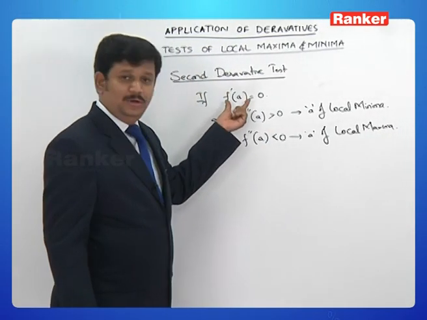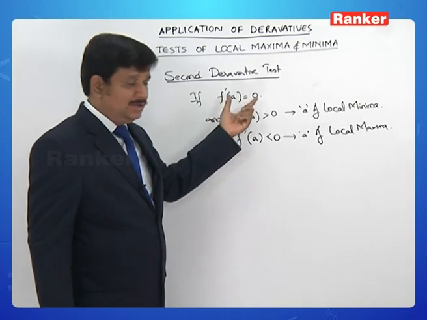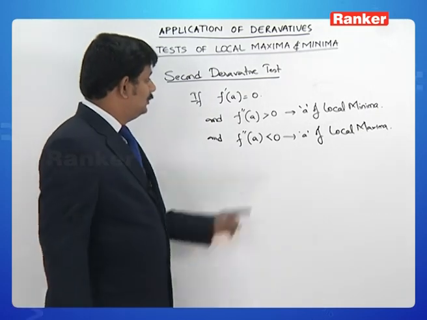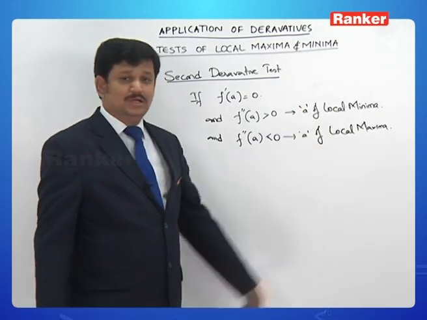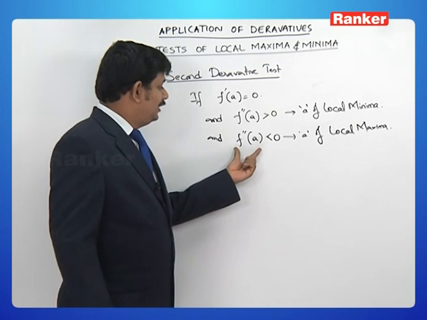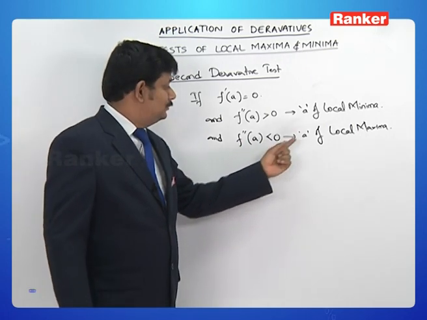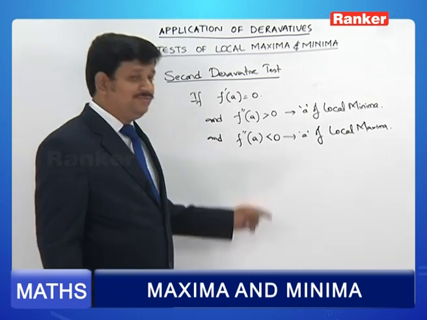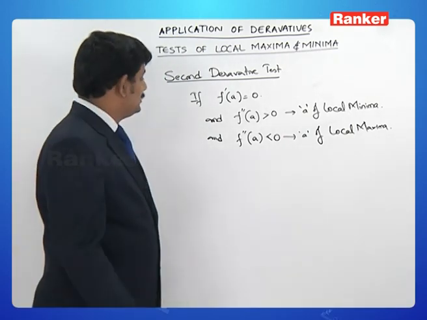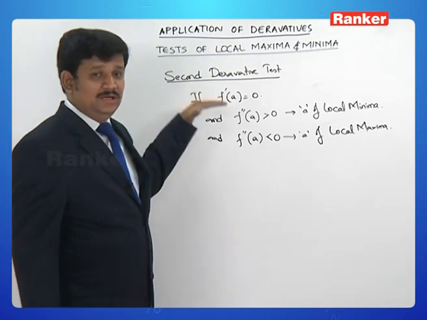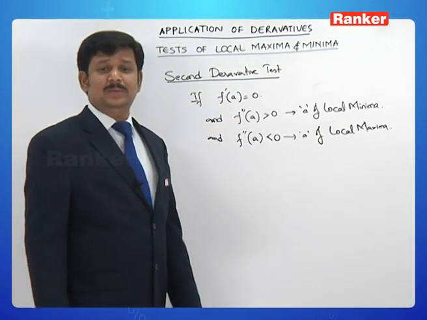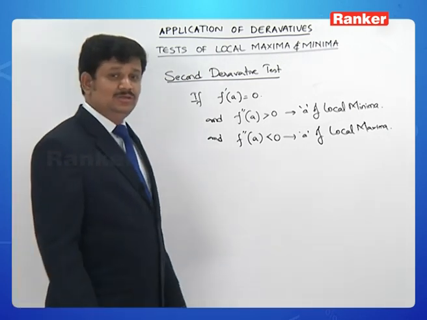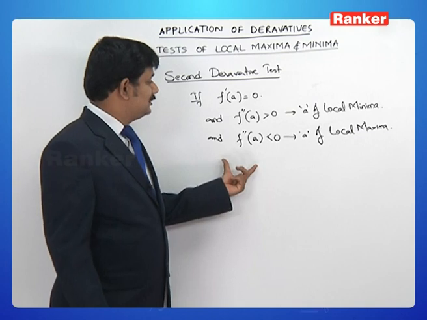So, if we have a critical point where f dash of A is 0 and f double dash of A turns out to be greater than 0, then A is a point of local minima, and if f double dash of A is less than 0, A is a point of local maxima, and if f double dash of A is equal to 0, this test fails. We will not be in a position to conclude whether it is a maxima or minima or neither maxima nor minima. In that case, we need to revert back to first derivative test and use first derivative test to achieve the result.